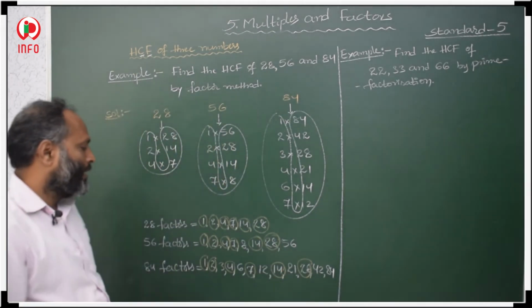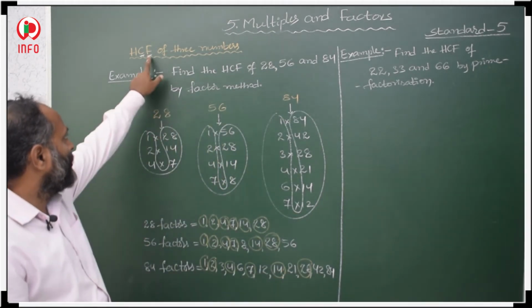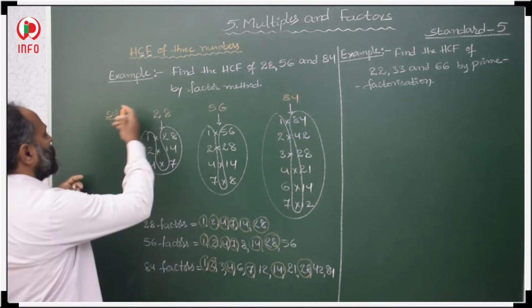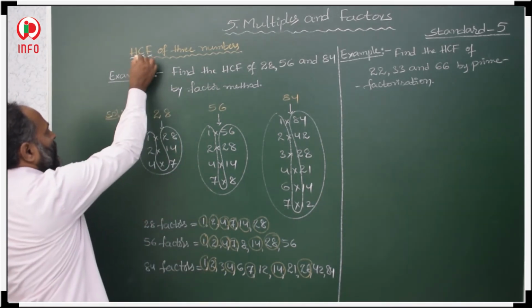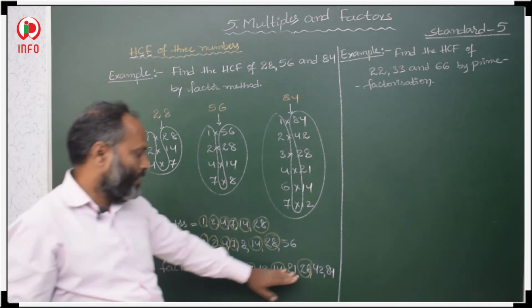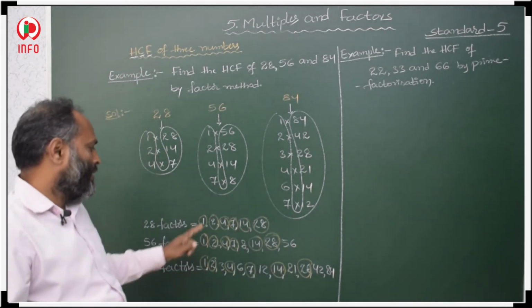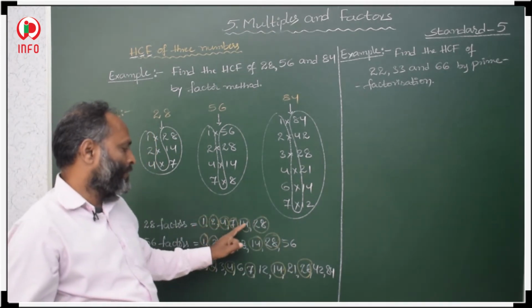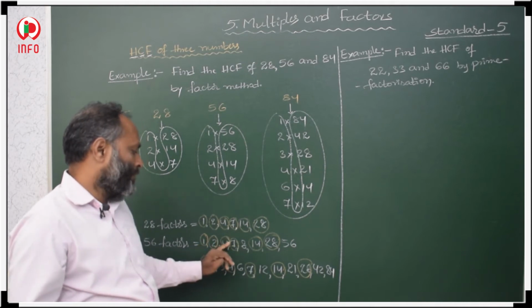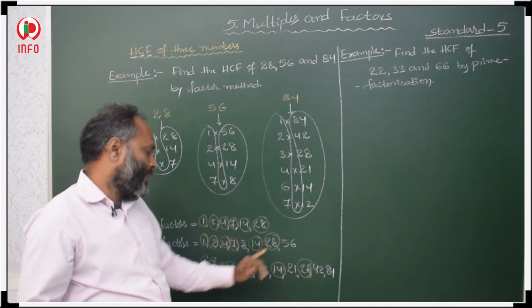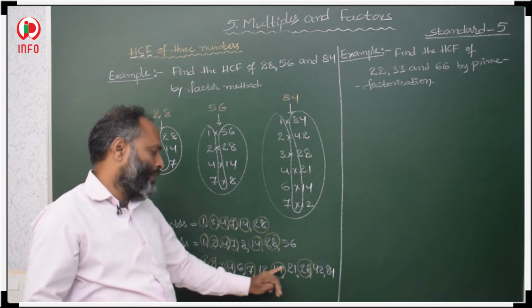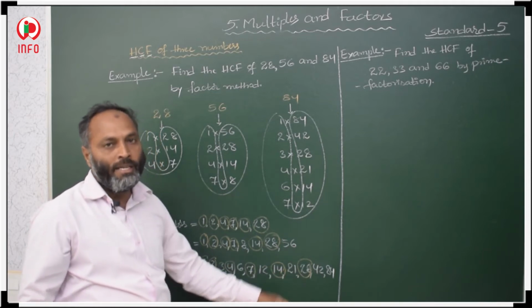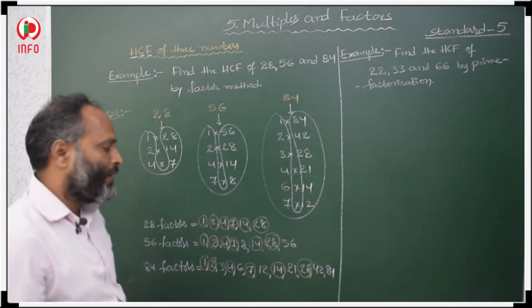Now factors over, common over. Now we have to go for the highest. In this common, what is the highest one? 1, 2, 4, 7, 14, 28. 28 is the highest one, so that we have to take.